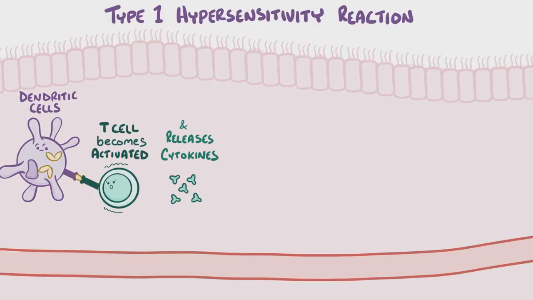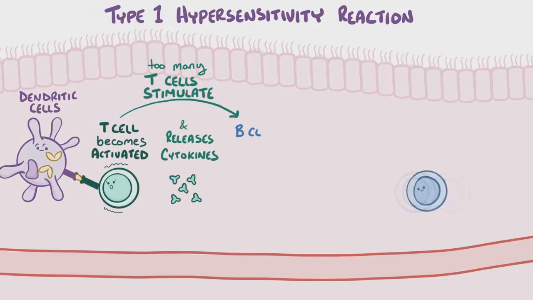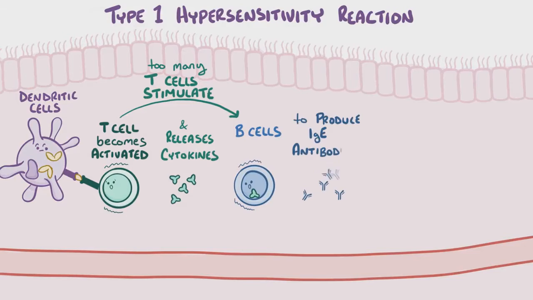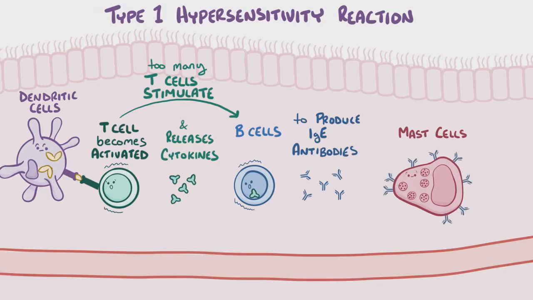The exact type of T cell determines the type of immune response, and in allergic rhinitis, there's a bit of a T cell imbalance. There are too many T cells that, when activated, stimulate B cells, another group of lymphocytes, to produce IgE antibodies. Those IgE antibodies get released into the bloodstream and bind to mast cells, which are immune cells in the tissue that carry within themselves a load of histamine.